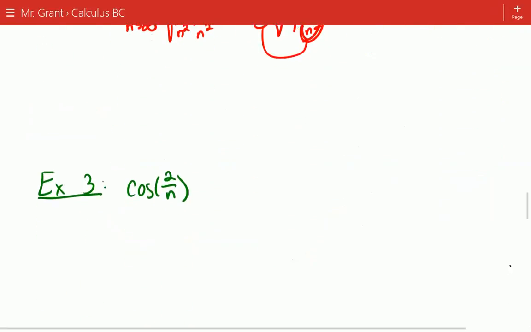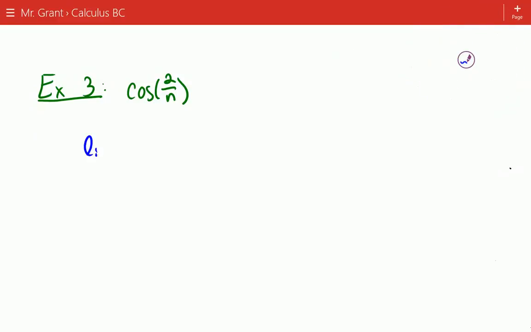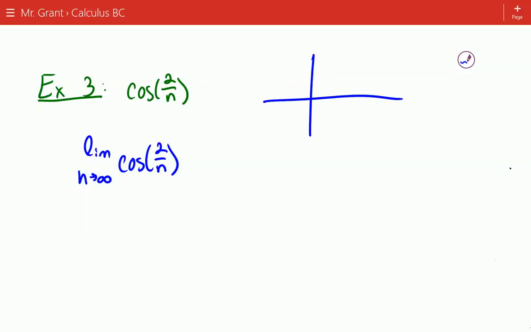Two more. Cosine of 2 over n. Well, I think plugging in infinity here, we get the cosine of 2 over n. And we might be tempted to think there's no way this would converge to anything, because we know that cosine as a graph just repeats itself over and over and over again. But ultimately what we're doing here is, since we're dividing by n, we're basically turning this number into a constant as we plug in a larger and larger value.